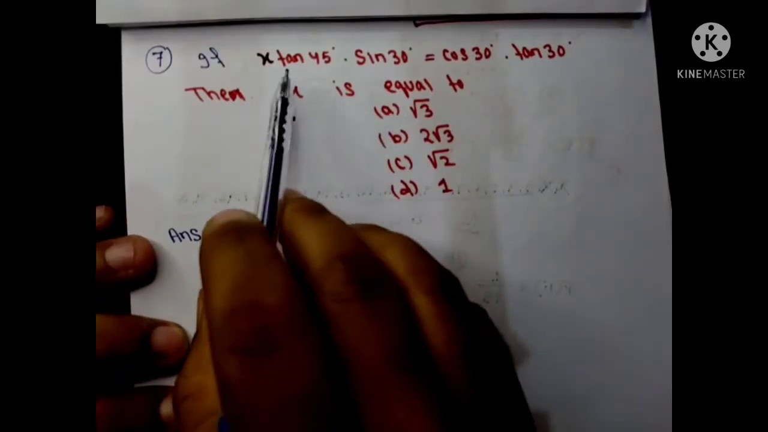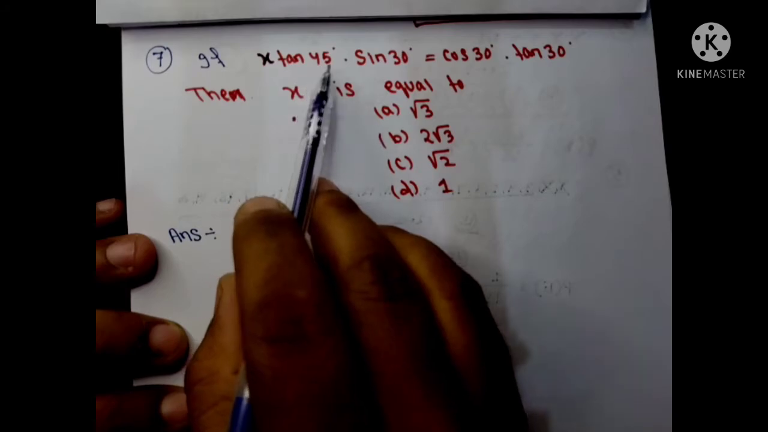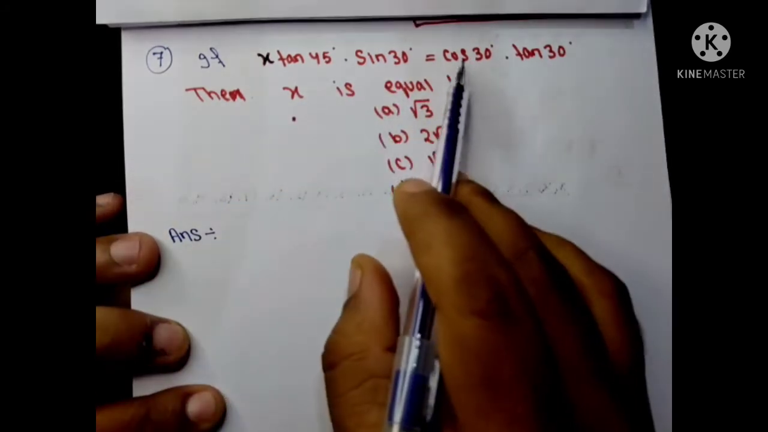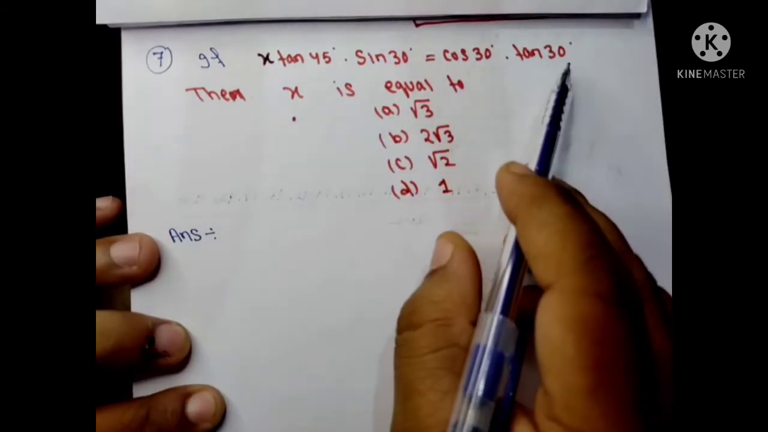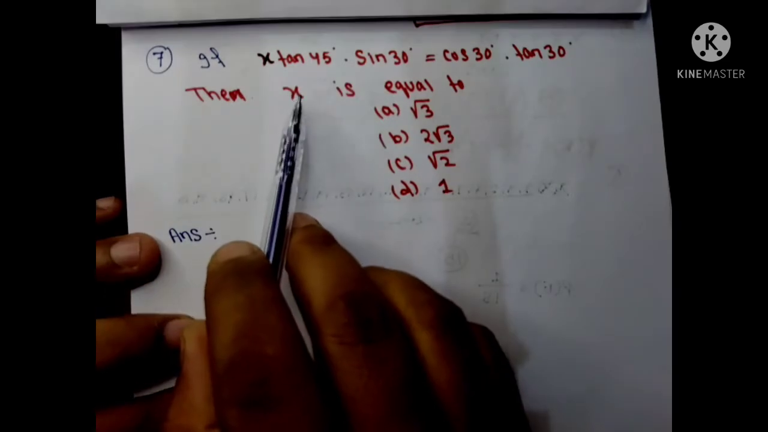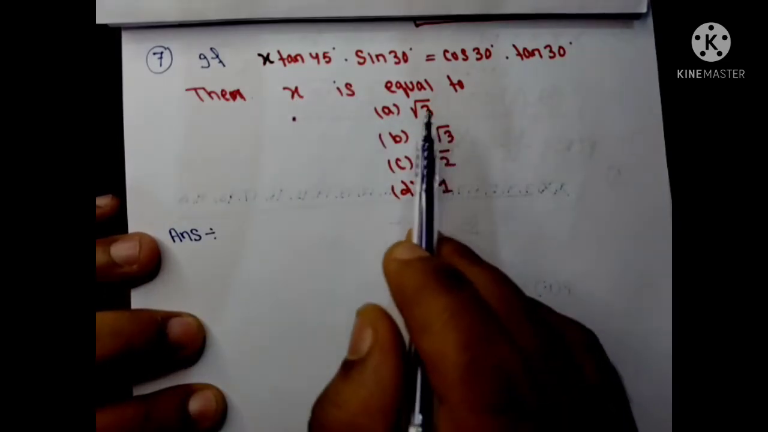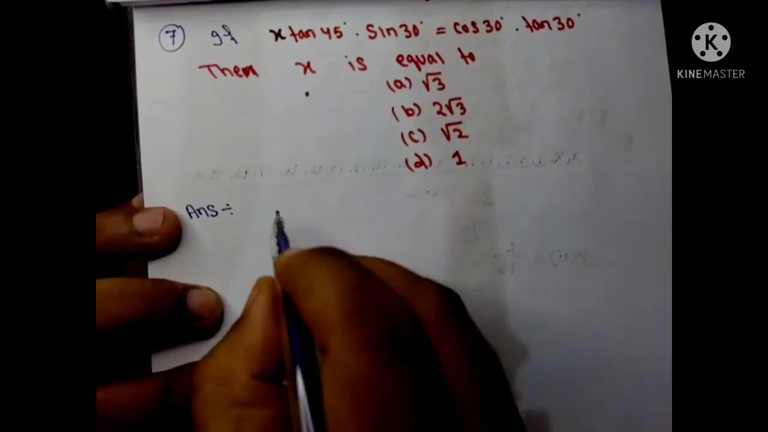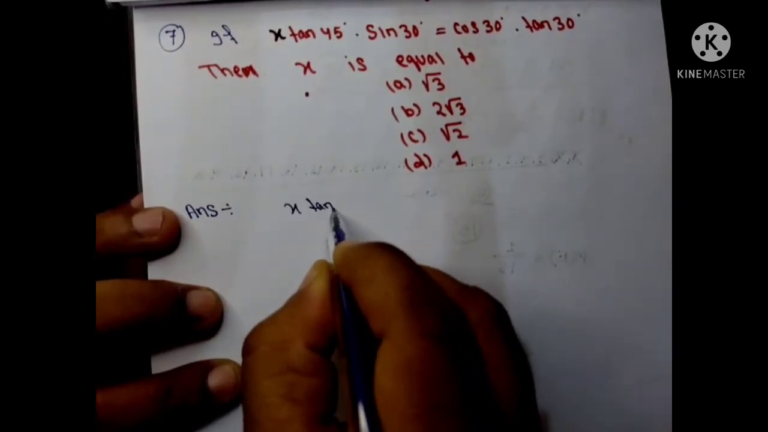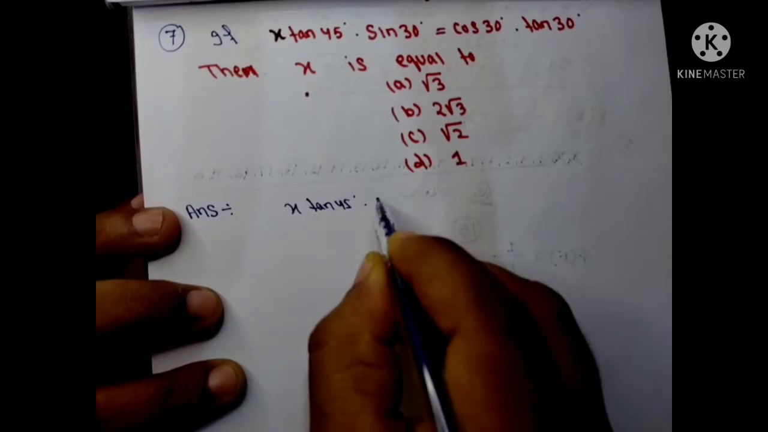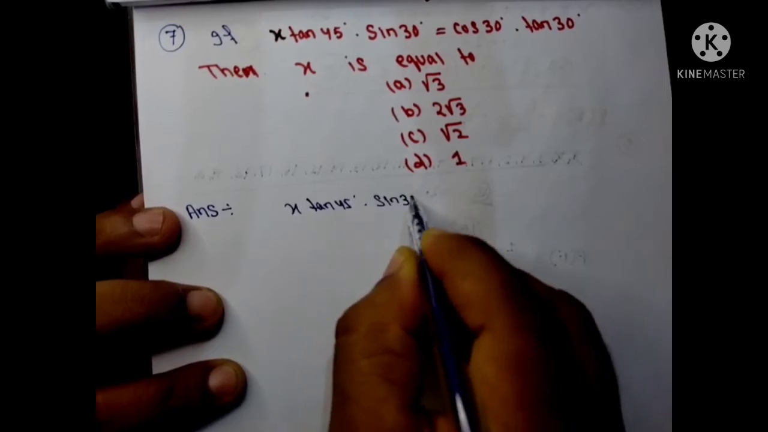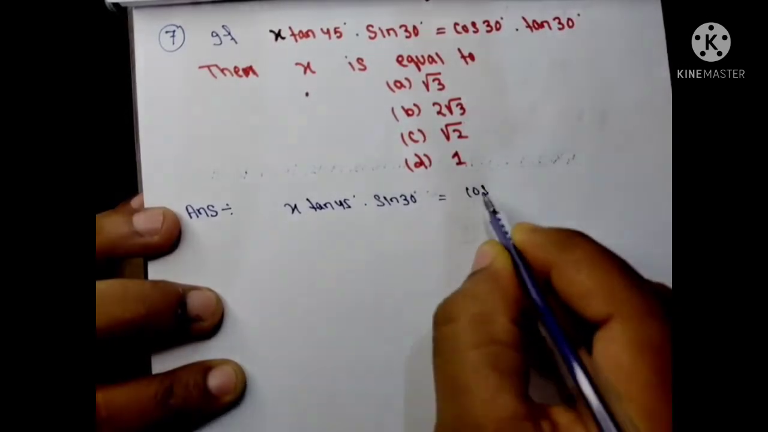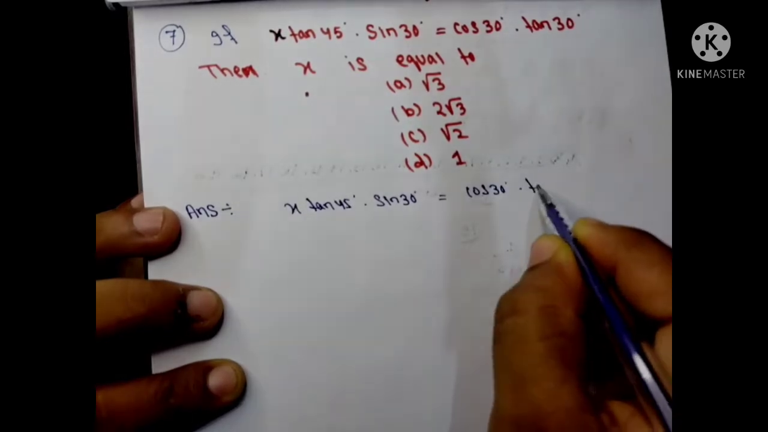It is given that x tan 45 into sin 30 is equal to cos 30 into tan 30. So then we have to find the value of x. There are 4 options, root 3, 2 root 3, root 1 and 1. So let's solve. Here x tan 45 into sin 30 is equal to cos 30 into tan 30.